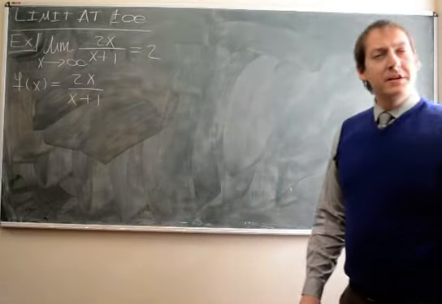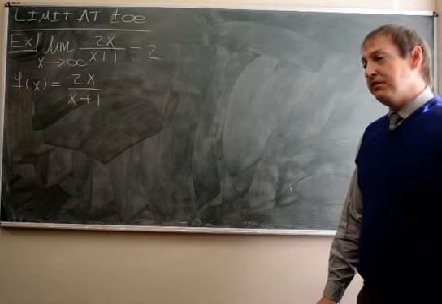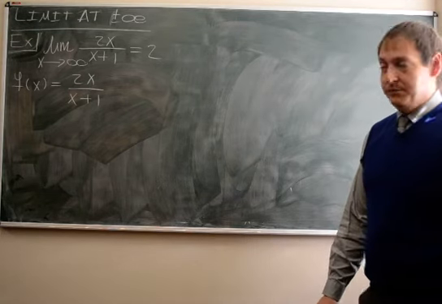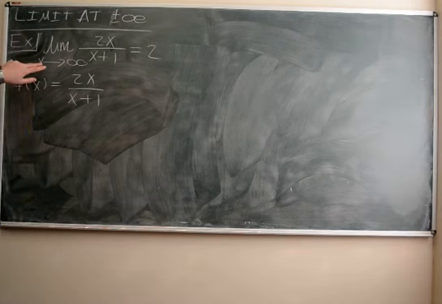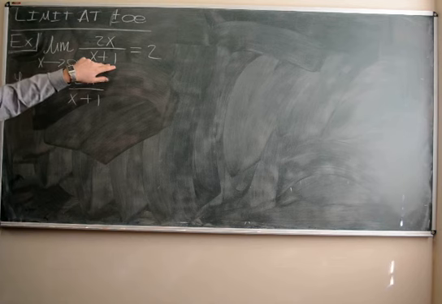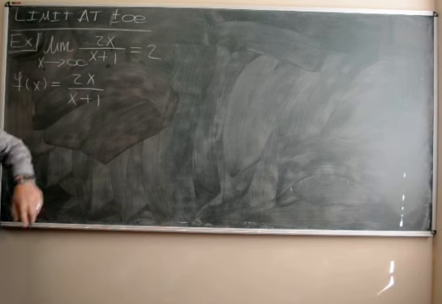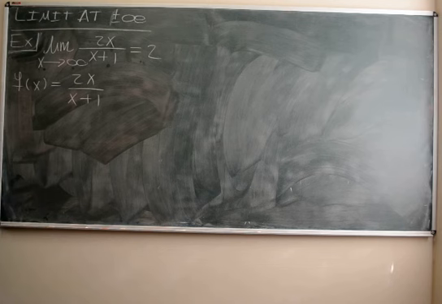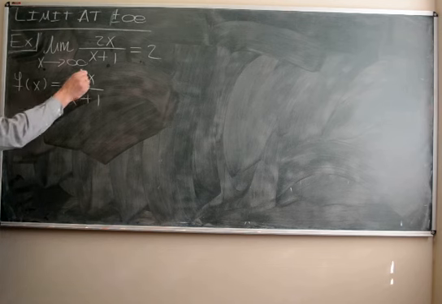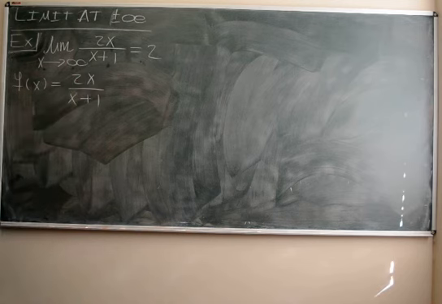Okay, so now let's look at an example where we use the definition to evaluate a limit at infinity. In this example, we look at the limit as x goes to infinity of the function 2x over x plus 1, and we're going to prove that this limit is 2. To reduce the amount of writing, let's introduce the function f of x as 2x over x plus 1.